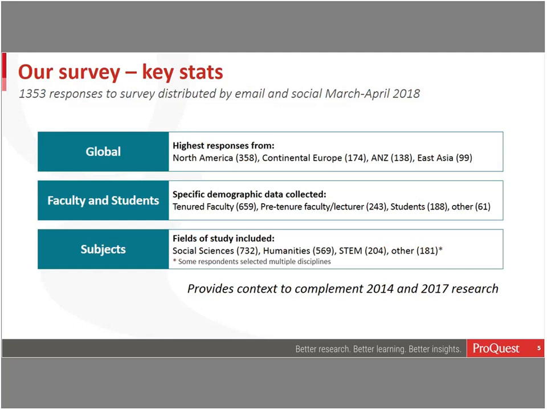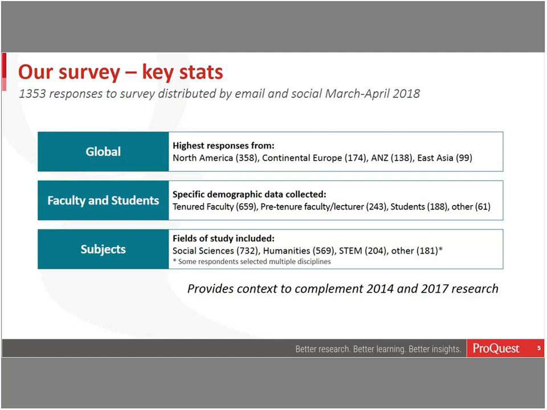But we wanted to take this on to the next level and try and better understand the value of using different types of data. And that was the main reason for running the survey that we ran in March and April this year. So a quick word on how we ran the survey. We distributed via email and social. We got over 1,300 responses from all over the world, including 350 from North America, 174 from continental Europe.